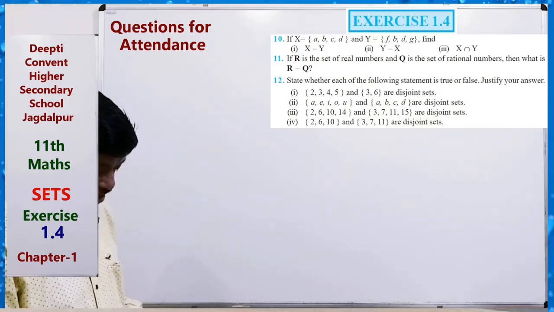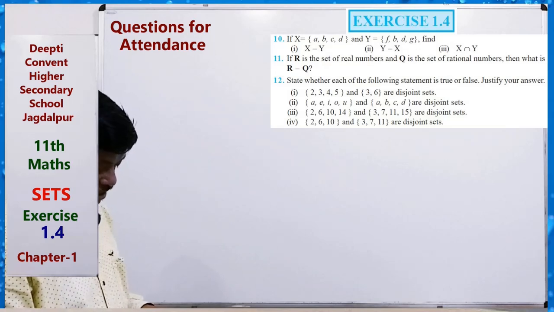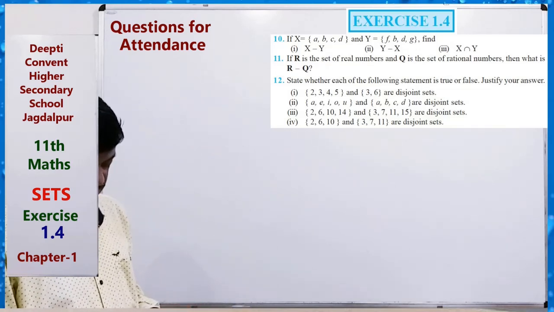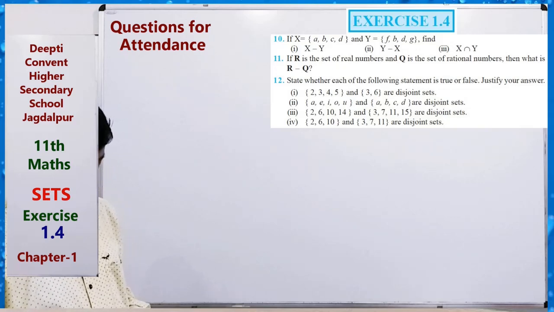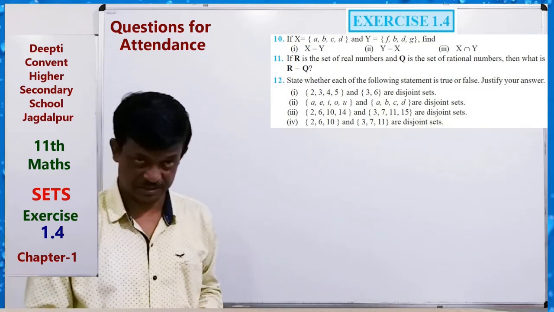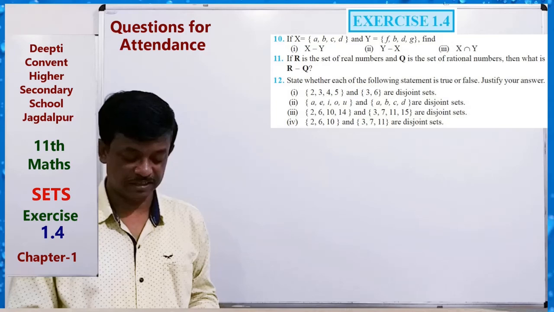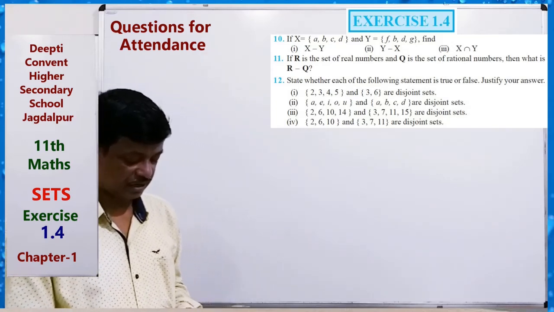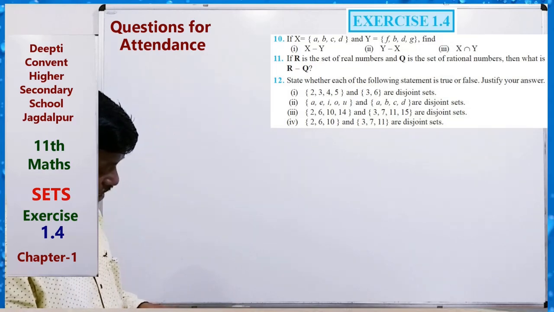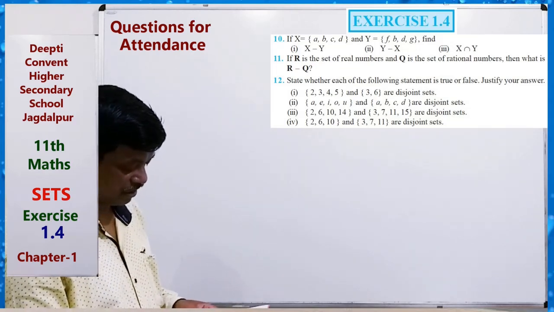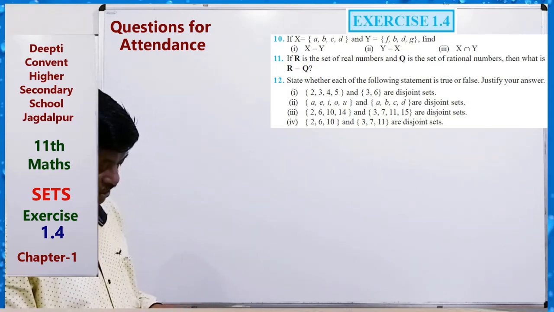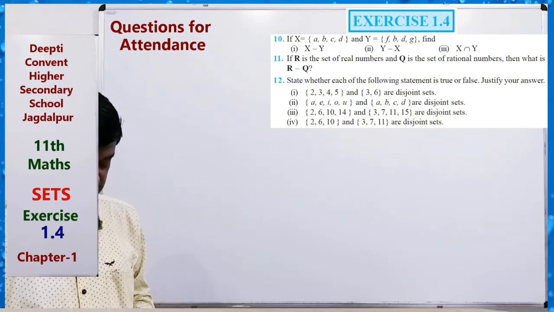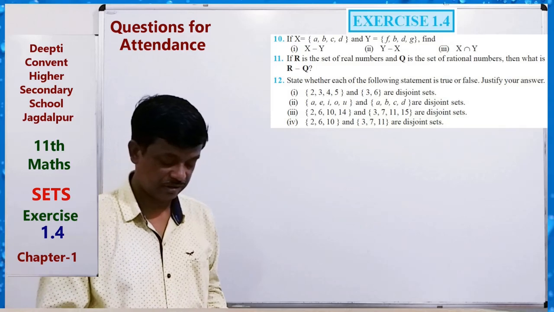Here {2, 6, 10, 14} and {3, 7, 11, 15} are disjoint sets. 2, 6, 10, 14 are not there in the other, so there are no common elements. The intersection is empty, so disjoint. And the last question: {2, 6, 10} and {3, 7, 11} are disjoint sets. These are also disjoint sets because there is no common element.